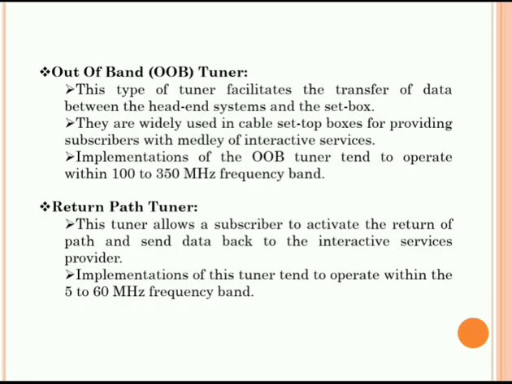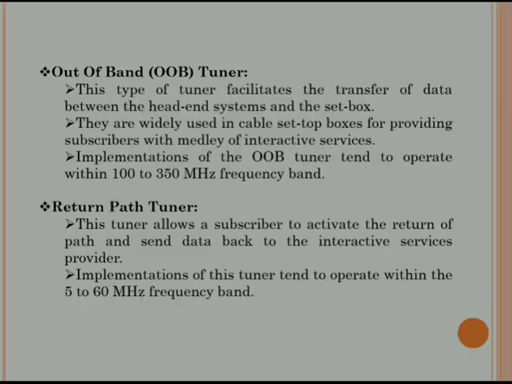The third type of tuner, that is return path tuner. This tuner allows the subscriber to activate the return path and send the data back to the interactive services provider. Implementation of this tuner tends to operate within the 5 to 60 MHz frequency band, whereas it was 100 to 350 MHz of frequency band in the OOB. Here it is 5 to 60 MHz of frequency band.